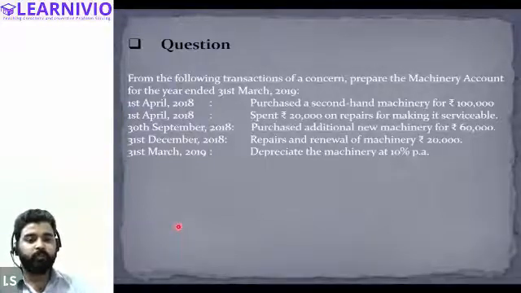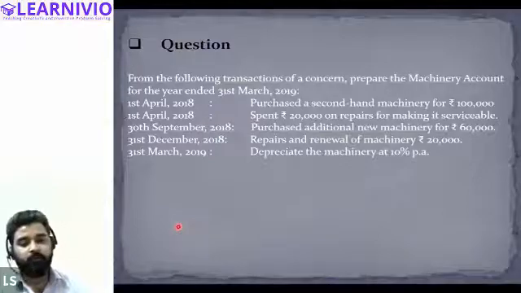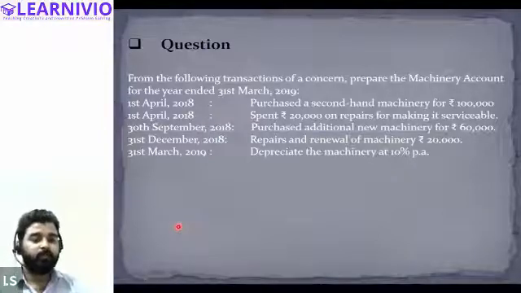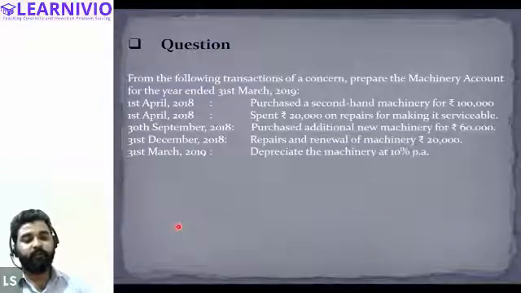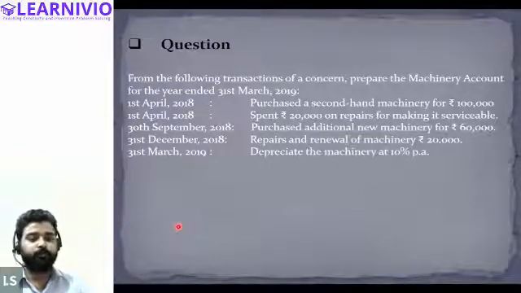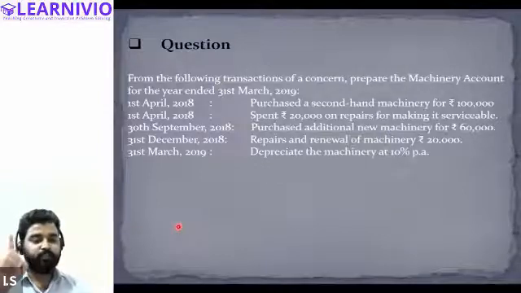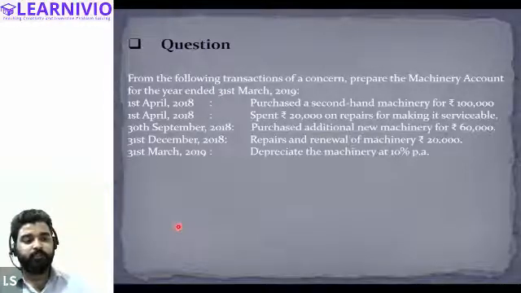On 1st April 2018, we are buying a second-hand machinery for 1 lakh and spending 20,000 on repair for making it serviceable. On 30th September, we are buying a new machinery for 60,000. And on 31st December 2018, we are spending 20,000 on repairs and renewal of machinery, which we have already bought and which is actually in use. On 31st March 2019, depreciation will be charged at 10% per annum. You have the value of machinery and the rate of depreciation given in the question. You need to prepare the machinery account.